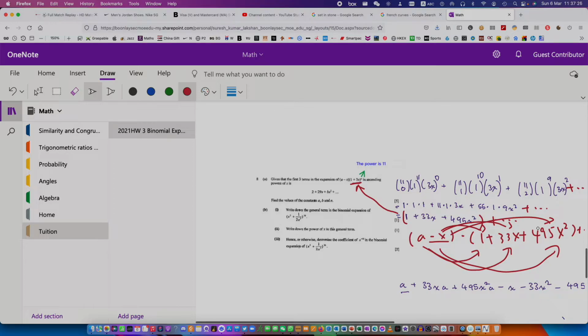So you use red for the x term, here should be red as well. Minus x and the 33x are the same x term. This is the x to the power 1 term, by the way. Yeah. This is the x to the power 0 term. Okay, good. So wavy line to underline the x to the power 2 term.